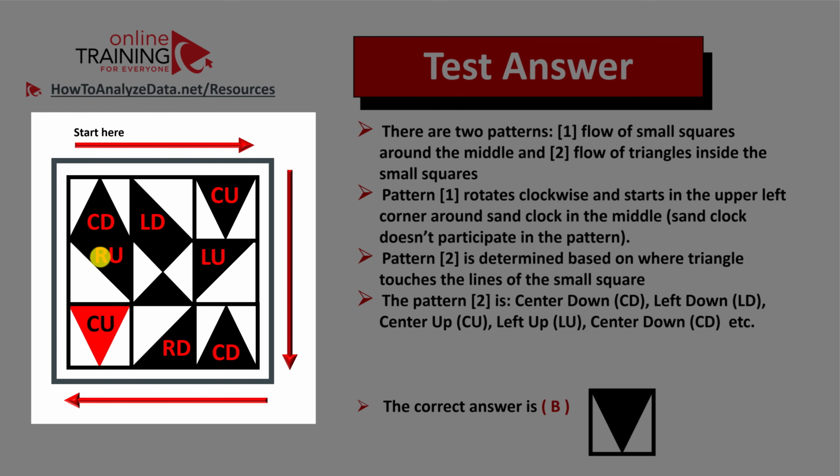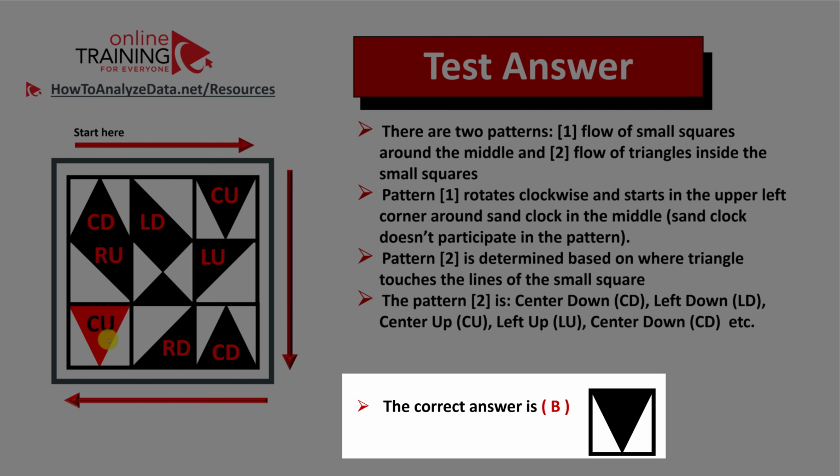Pattern 2 is determined based on where a triangle touches the lines of the small square. For example, the triangle in the upper left corner touches the lines of the small square in the center you see on the top, as well as down at the bottom. The next one touches on the left and down. The following one touches on the top and also in the center. And you can continue this pattern to determine the missing item, which is choice B.